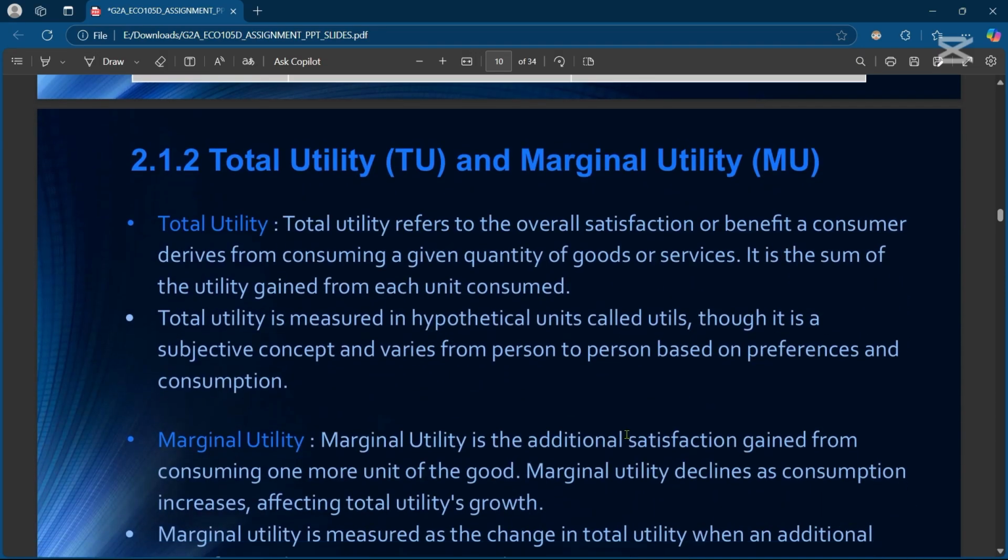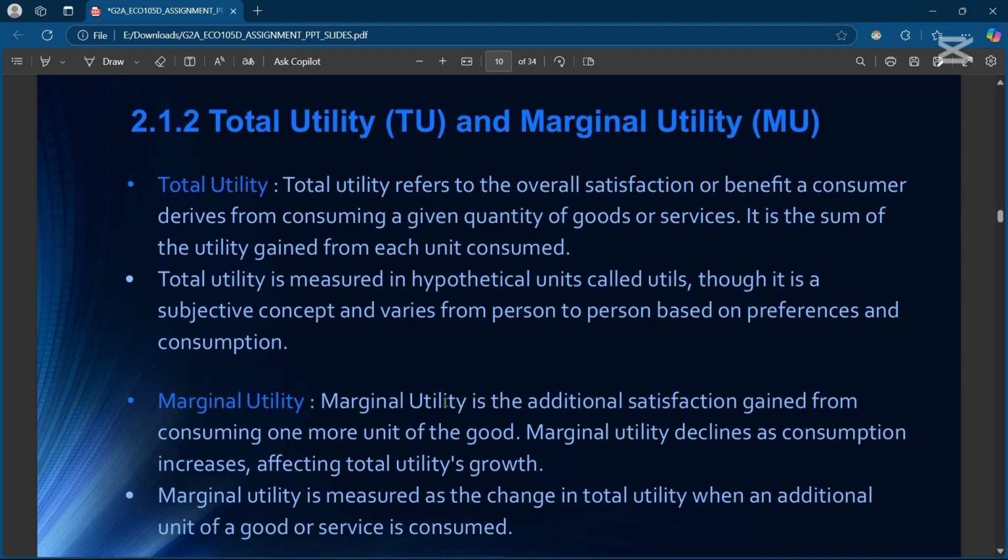Okay, let's move into total utility and marginal utility. Total utility refers to the overall satisfaction or benefit a consumer derives from consuming a given quantity of goods or services. It is the sum of utility gained from each unit consumed. The total utility is measured in hypothetical units called utils. Though it is a subjective concept and varies from person to person based on preference and consumption.